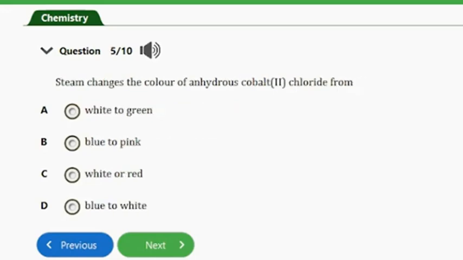The next question here is question number 5. It says, steam changes the color of anhydrous cobalt 2 chloride from A. White to green, B. Blue to pink, C. White to red, D. Blue to white. So guys, the answer to this question is option B, and that's blue to pink.